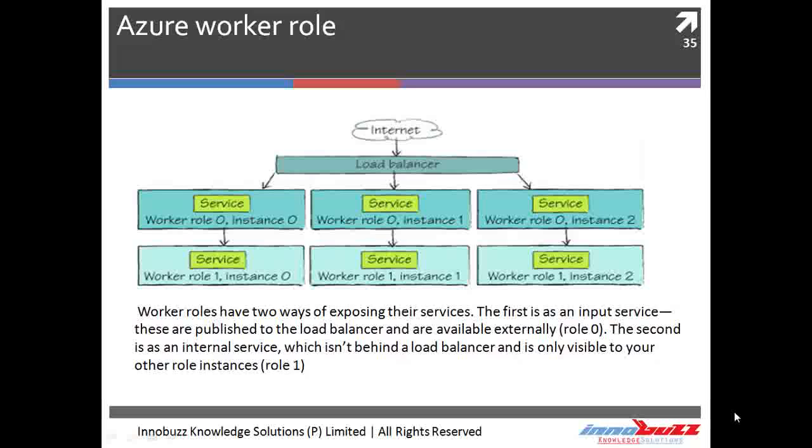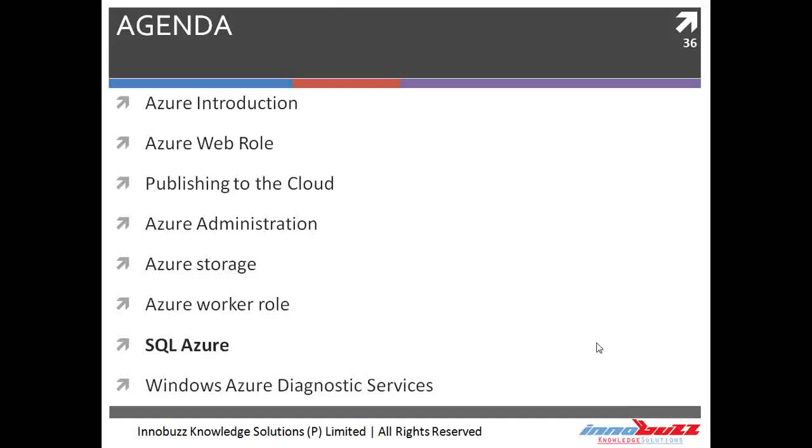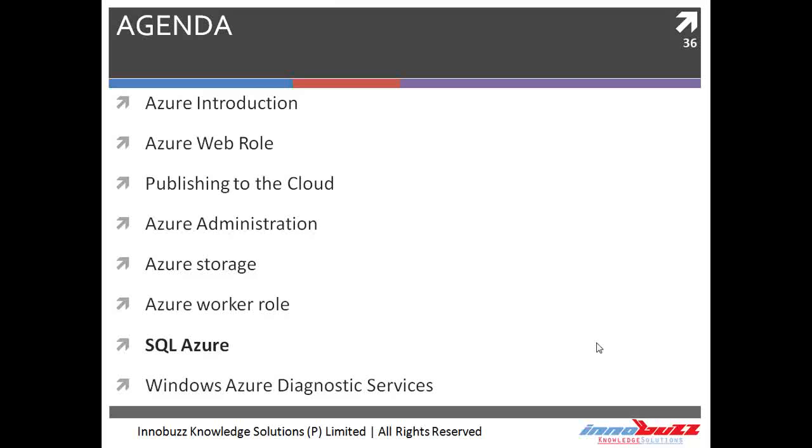And you know, worker roles have two ways of exposing their services. The first is an input service. These are published to the load balancer and are available externally. The second is an internal service, which is not behind a load balancer and is only visible to our other role instances. With this, we are done with the Azure worker role. Now, we move on to the agenda, and the next item is SQL Azure.